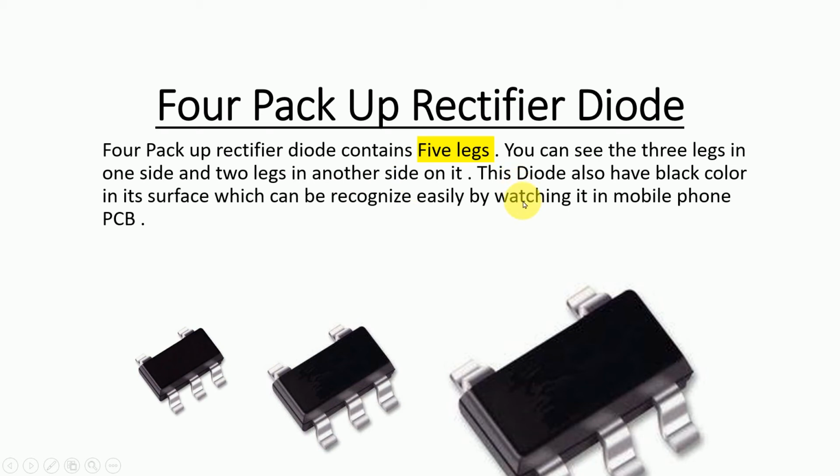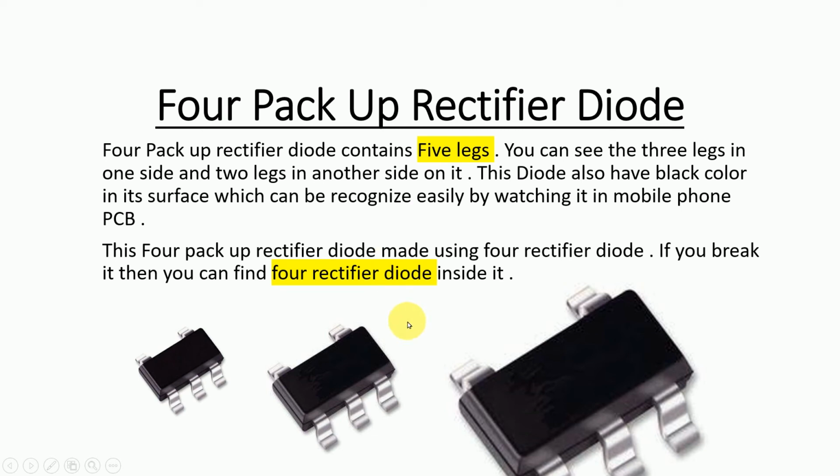This diode also has a black color on its surface, which can be recognized easily by looking at a mobile phone PCB board. Okay, so if you see this kind of five legs rectifier diode, then you can easily recognize it. The four pack of rectifier diode is made using four rectifier diodes. If you break it, then you can find four rectifier diodes inside it.